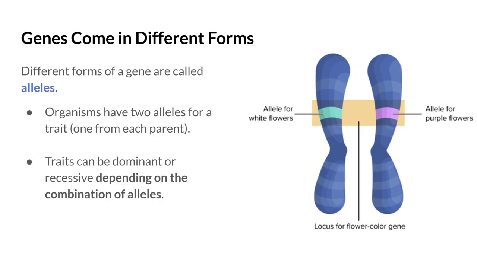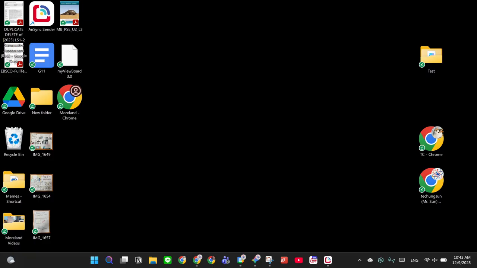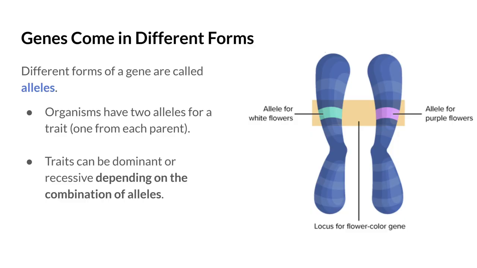And organisms can have 2 copies of this gene. This gene here is for flower color, but you will have 2 alleles for it. You would get one allele from dad and another from mom. That's why we have 2. We've got one from each parent. And we can get different combinations of alleles, and the traits that we have are the result of these different combinations.